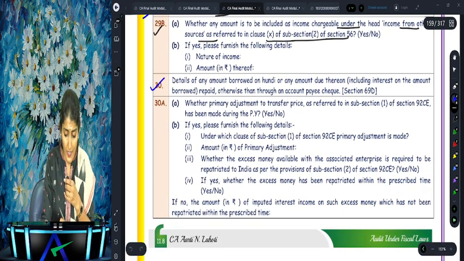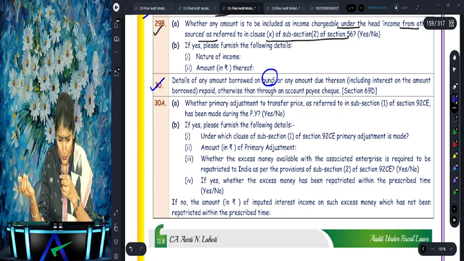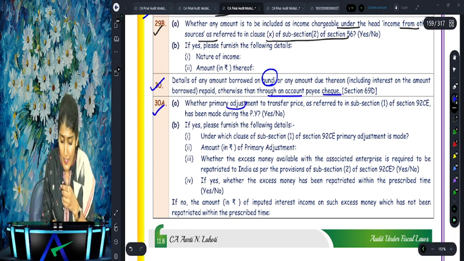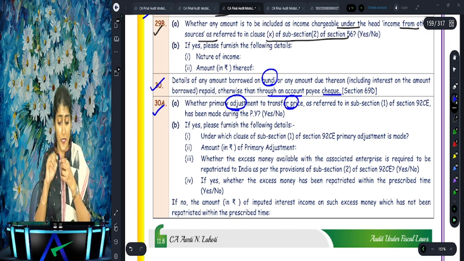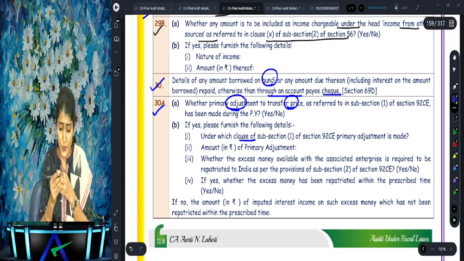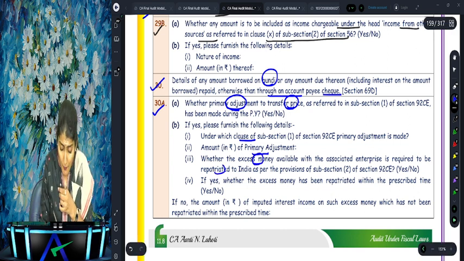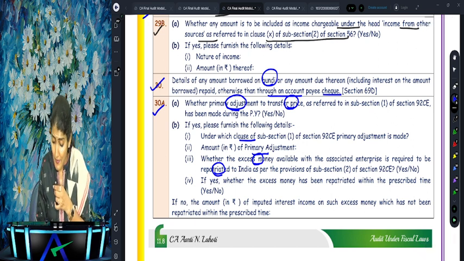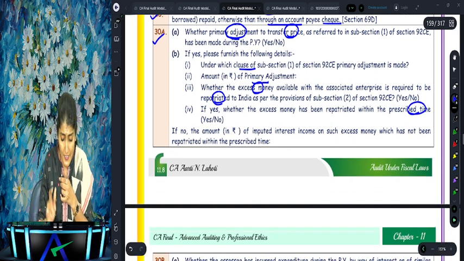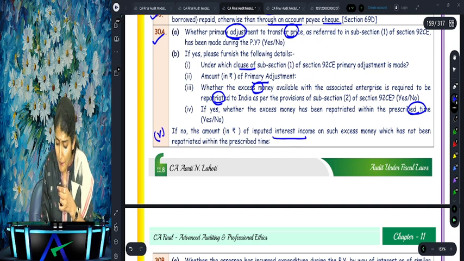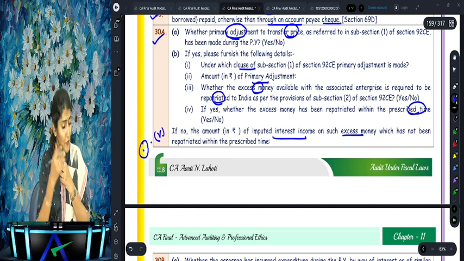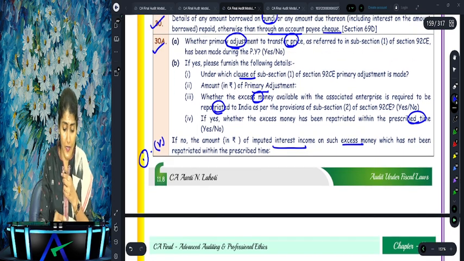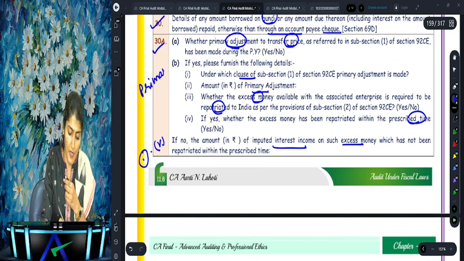Right. 30 is regarding amount borrowed on any hundi other than by account payee cheque or account payee draft. Then 30A, whether any primary adjustment to the transfer price is to be done. If yes, then under which clause it is to be done? What is the amount of the primary adjustment? Then whether the excess money is required to be repatriated. If yes, then whether it has been repatriated within the prescribed time. If no, then what does it say? Yes, the imputed interest income of such money. So that is 30A, which is regarding the primary adjustment. Are you able to follow this, everyone?